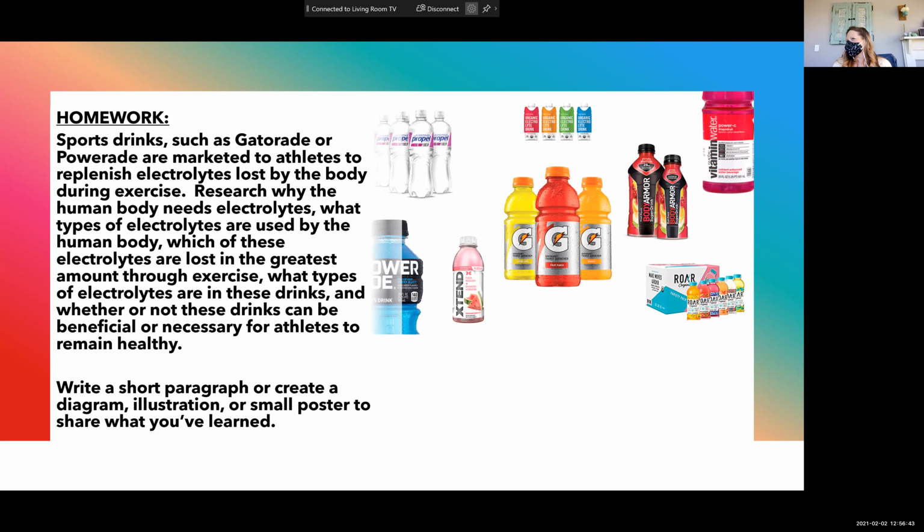Body are sodium, potassium, calcium, magnesium, chloride, bicarbonate, and phosphate. Exercise can cause the greatest loss to the body of sodium and potassium. Gatorade contains sodium and potassium. Powerade has sodium, potassium, calcium, and magnesium. These drinks are not necessary, but they are helpful during long periods of heavy exercise. For most everyday exercise, we can drink water.